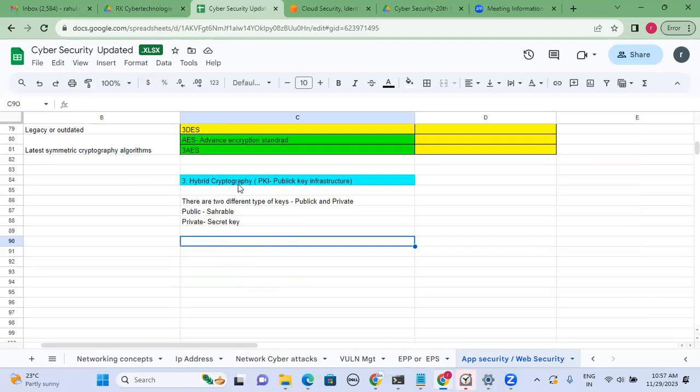Now in hybrid cryptography, what is the general meaning of hybrid? What is a hybrid fruit or hybrid flower? What is the general meaning of hybrid? A combination or mixture is called hybrid, right? Now how can we define this one? A combination of both.